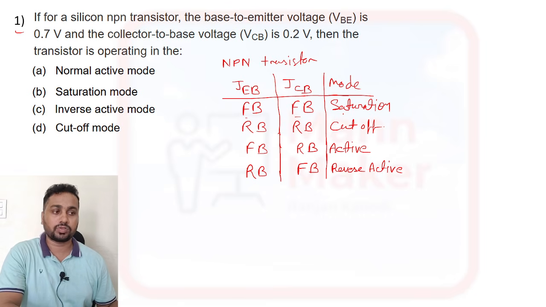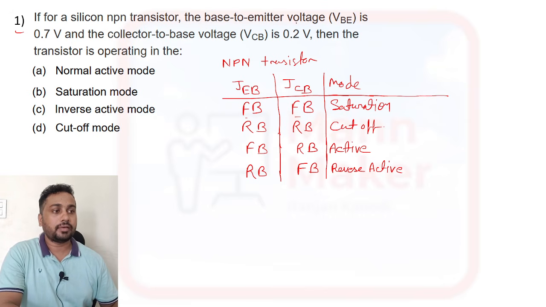Like that they are asking questions, and sometimes they will ask, if an NPN transistor is in active mode, then the biasing of emitter base and collector base will be? So you have to give the answer forward bias and reverse bias. Like that they will ask questions, so you need to prepare like that.